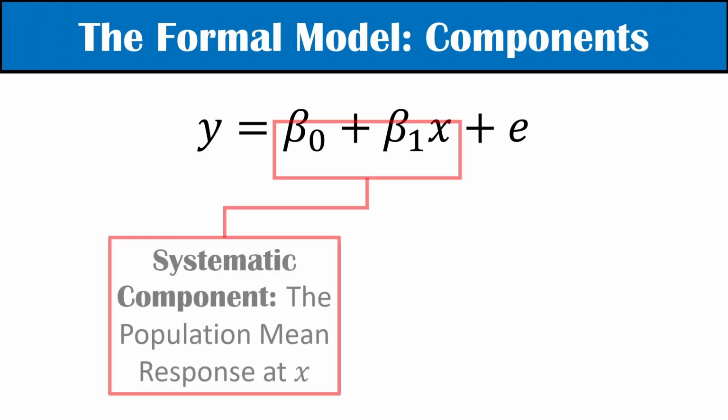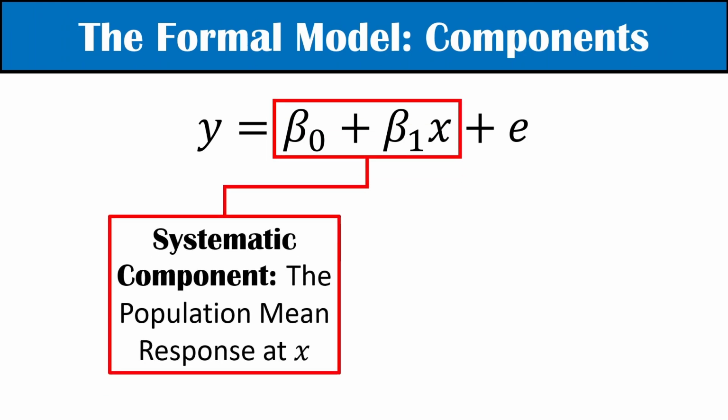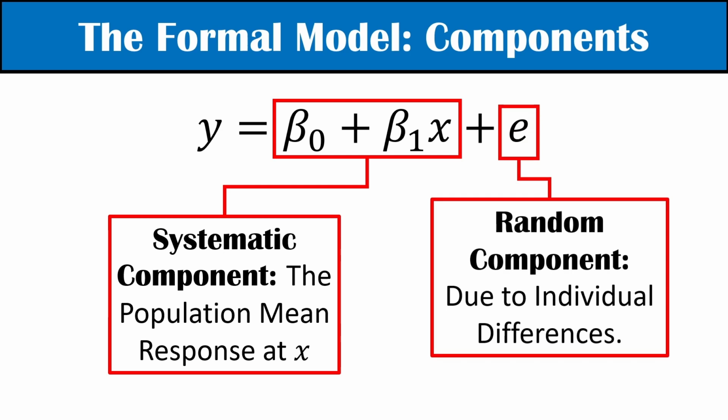So what else can we say about the model? Well, we can think of the model in terms of components. Our response is composed of two things added together. First, there's a systematic component, and that represents the population mean response. This is a term we're going to hear a lot: population mean response at a given value of x. Next to that, there's a random component. That random component is due to individual differences.